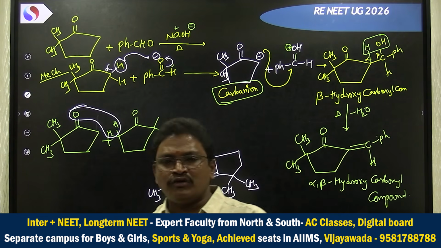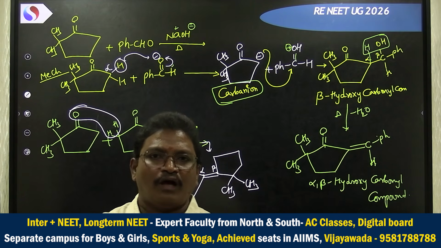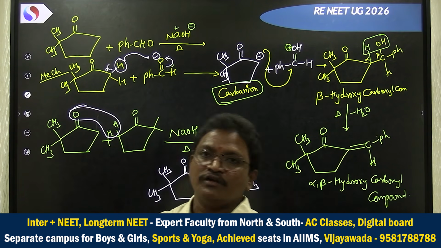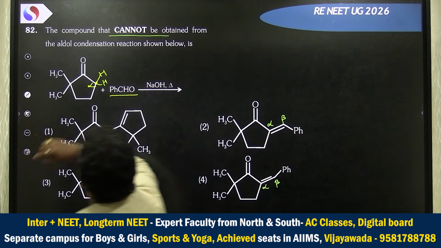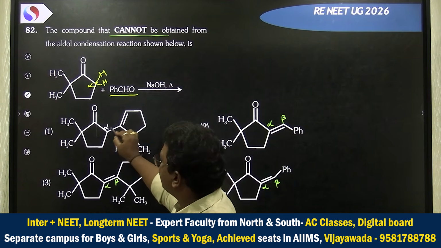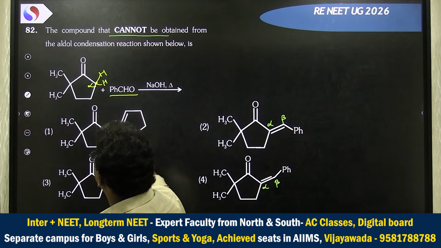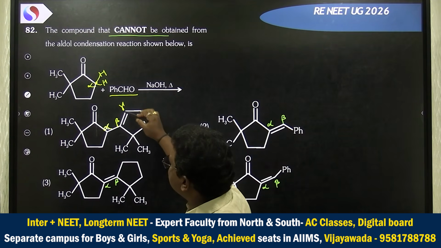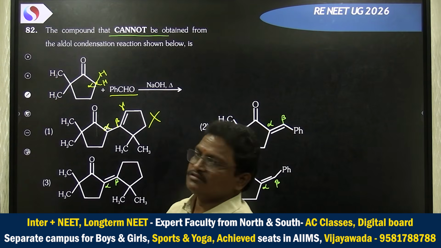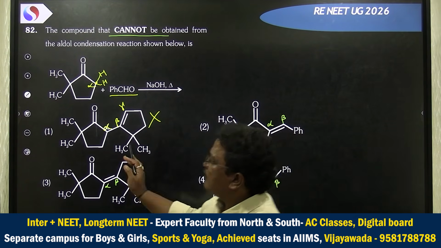ఆల్డాల్ కండెన్సేషన్‌లో ఆల్ఫా బీటా అన్‌సాచురేటెడ్ ప్రొడక్ట్స్ ఫామ్ అవుతాయి. ఆల్ఫా బీటా అన్‌సాచురేటెడ్ కార్బొనైల్ కాంపౌండ్స్ ఫామ్ అవుతాయి. మరి ఆల్ఫా బీటా కాని ఆప్షన్ ఏముందో ఇక్కడ చూడండి, అదే కెనాట్. If you observe, this is the alpha carbon, I'm taking one more carbon. This is the alpha carbon, this is the beta carbon, this is the gamma carbon. Here this molecule contains a double bond between beta and gamma. That's why this is not. Okay, simple. Right. Next question kada mari.